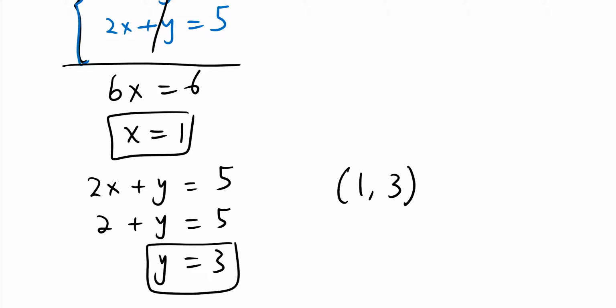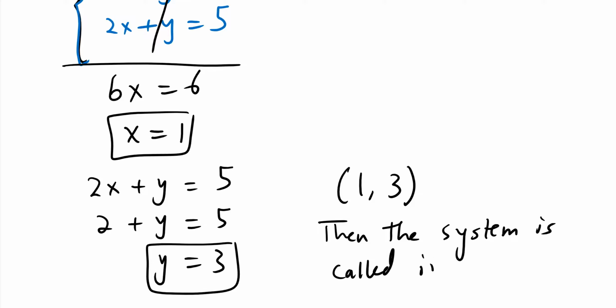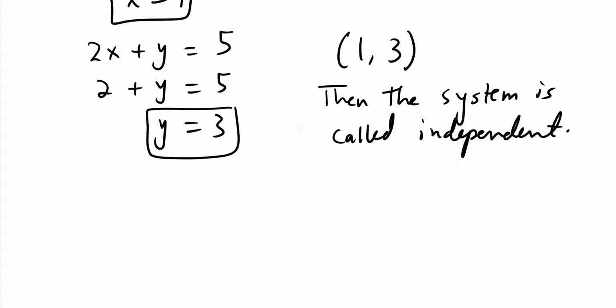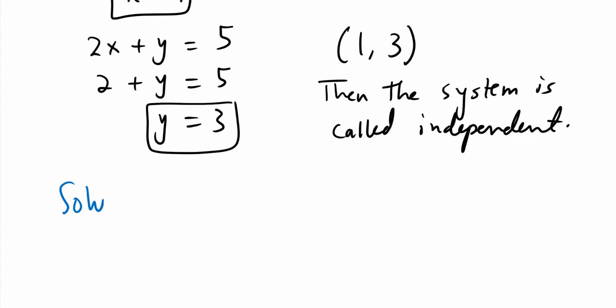That's the solution. When we get a solution to any system, like one solution as you can see, the system is called independent. If we solve a system of equations and we get one solution, the system is called independent. Let's look at another example.